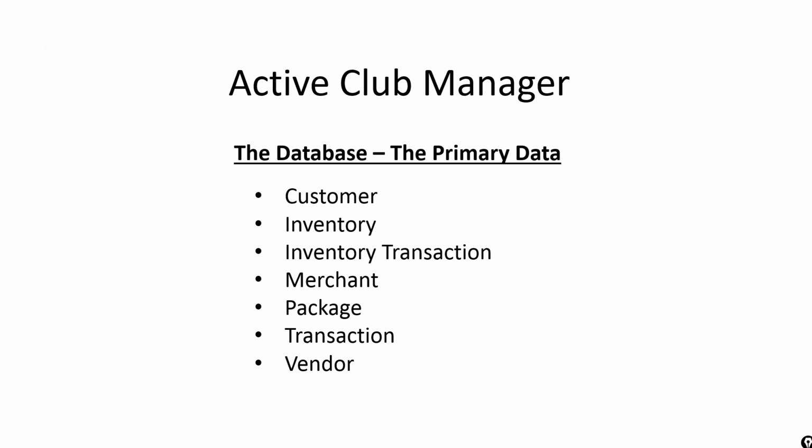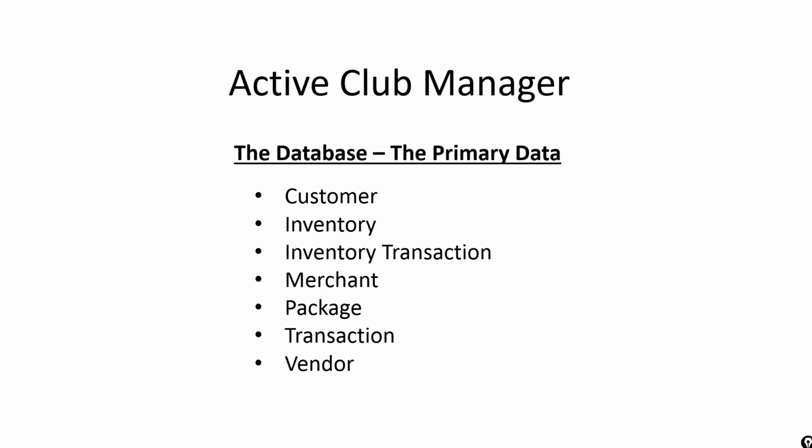Now, what is the primary data? The primary data are these 7 elements: customer, inventory, inventory transaction, and this is all going to be explained further on, merchant, package, transaction, and vendor.